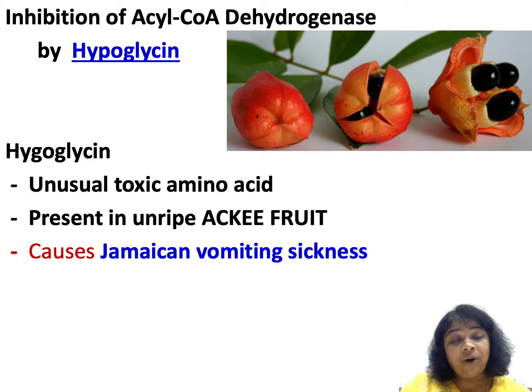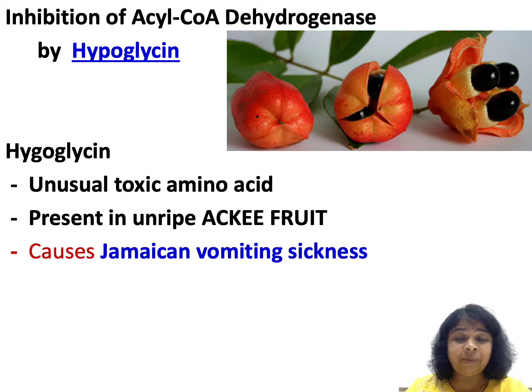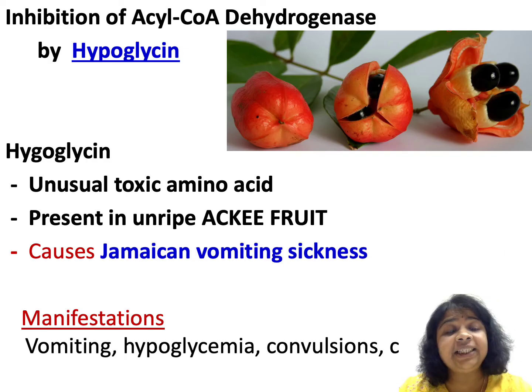So, if acyl CoA dehydrogenase is inhibited, beta oxidation per se is inhibited. So, if beta oxidation is not happening, you already know what symptoms will be seen. That person is going to present with hypoglycemia and low ketone bodies. So, this is also called Jamaican vomiting sickness.